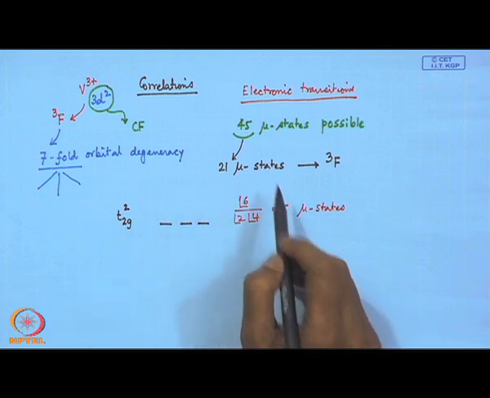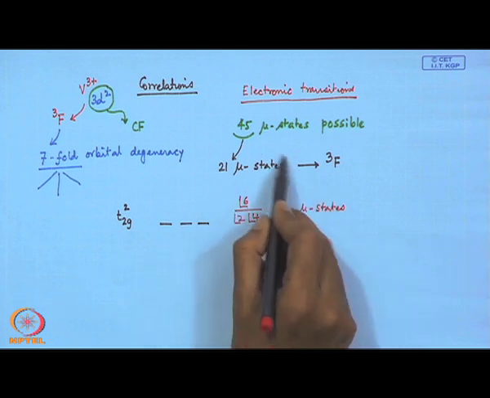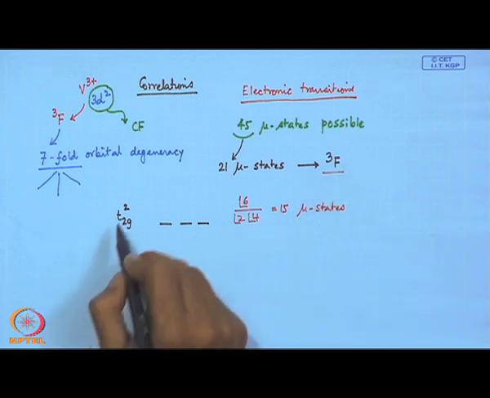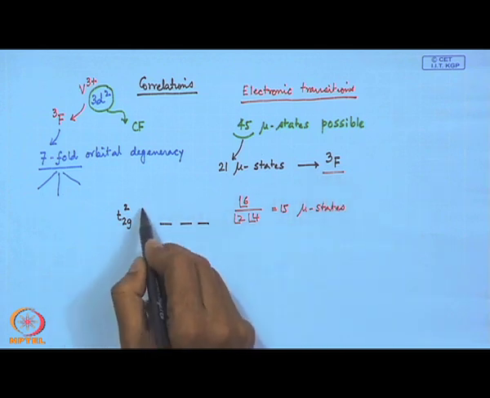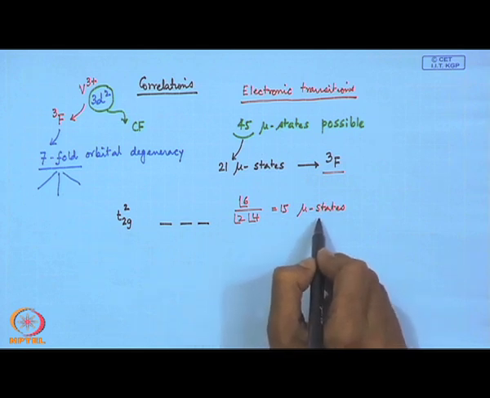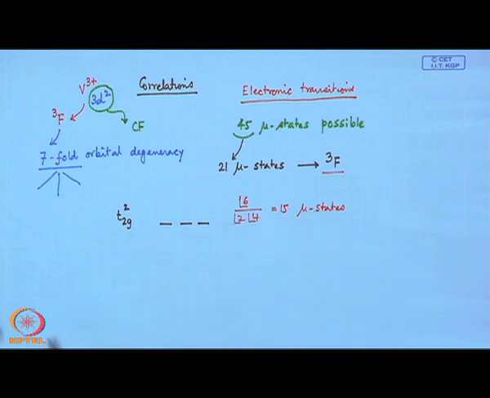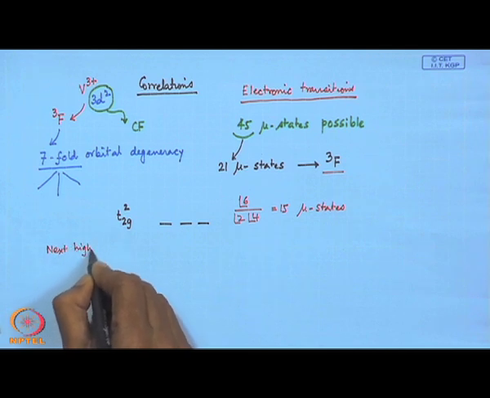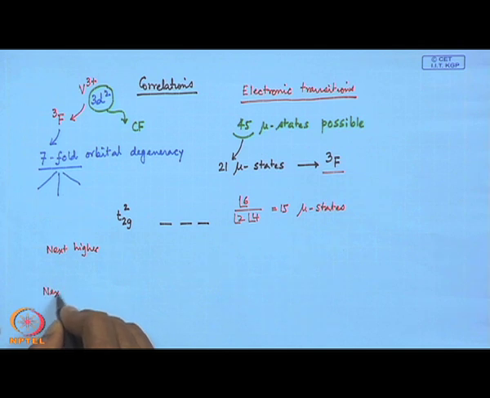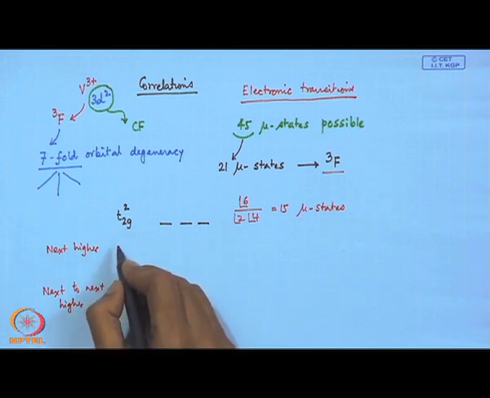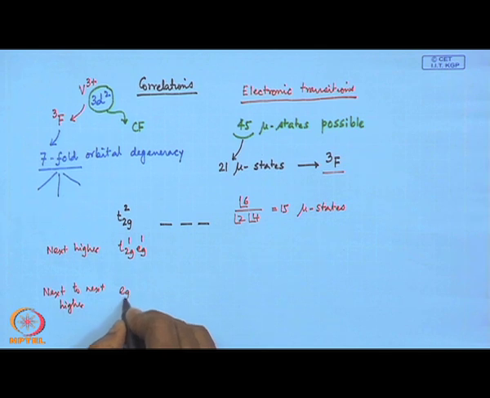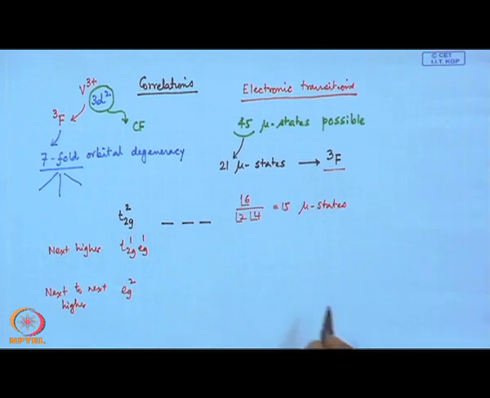So, this gives us some idea that in the weak field case we have 21 microstates out of these 3F states, but on the right hand side we do not have the corresponding 3F term. We have the T2G2 configuration, and out of that we have the 15 microstates permissible. Then we have the next higher one. Which one? The next one will be T2G1, EG1, and the next to next higher level would be EG2.